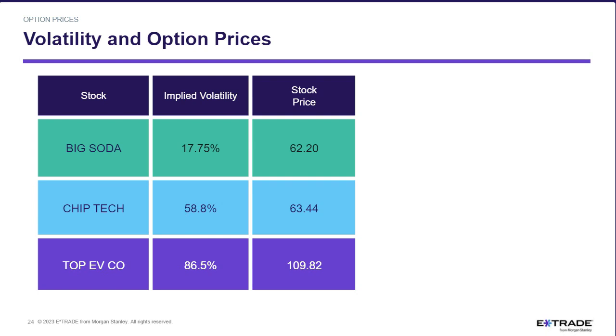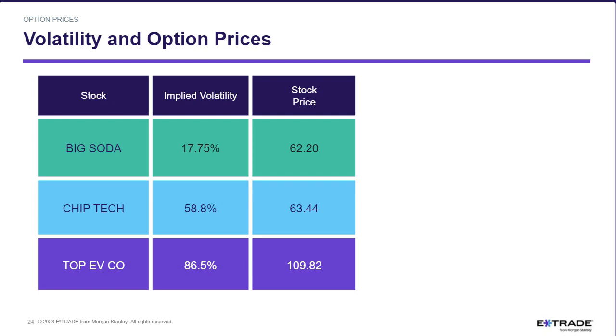So Big Soda, the implied volatility of the options on that stock is rather modest at about 18%. Chiptech, certainly in the higher range at almost 60%, and then Top EV has very high implied volatility of over 85%. The stock price for Big Soda is $62.20. The stock price for Chiptech, $63.44. The stock price for Top EV Co, $109.82.